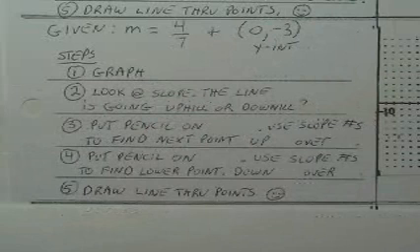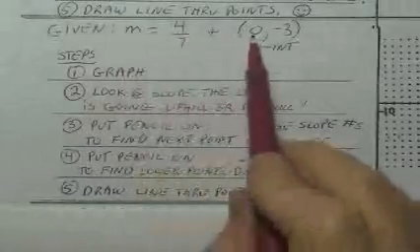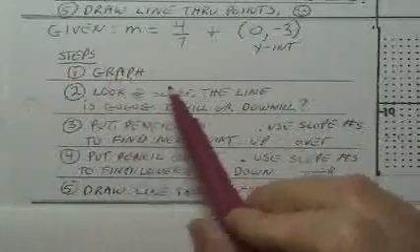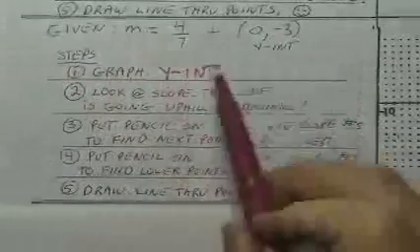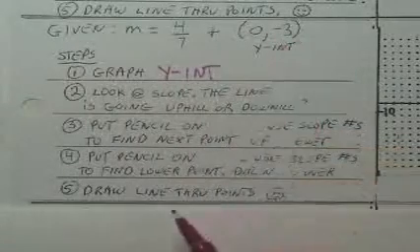Let's go to our second example. Here's your slope, here's the y-intercept. So our first step is to graph the y-intercept, which is (0, -3). It's -3 on the y-axis.